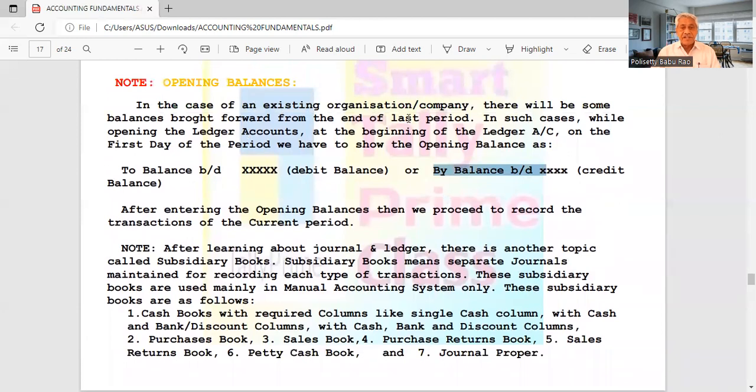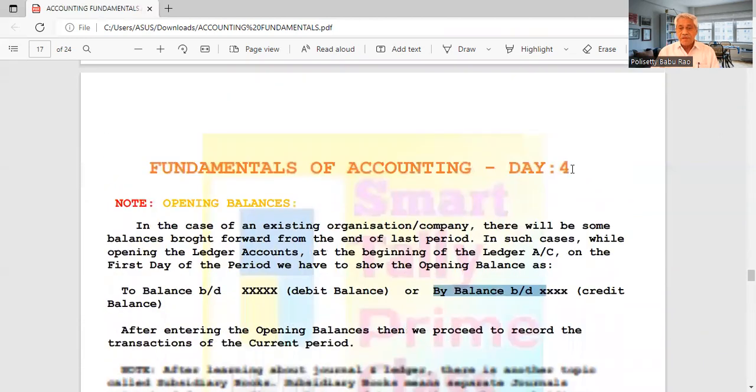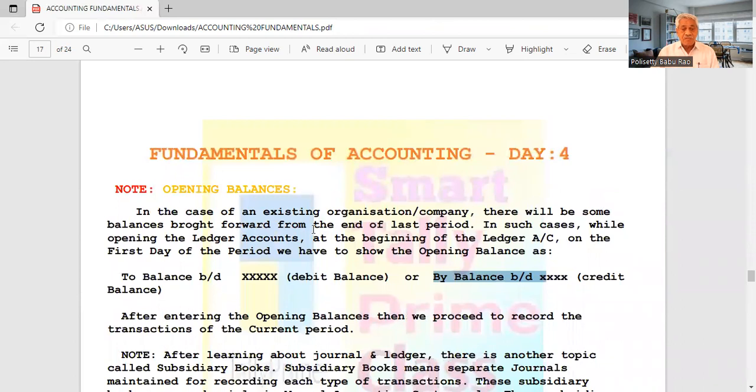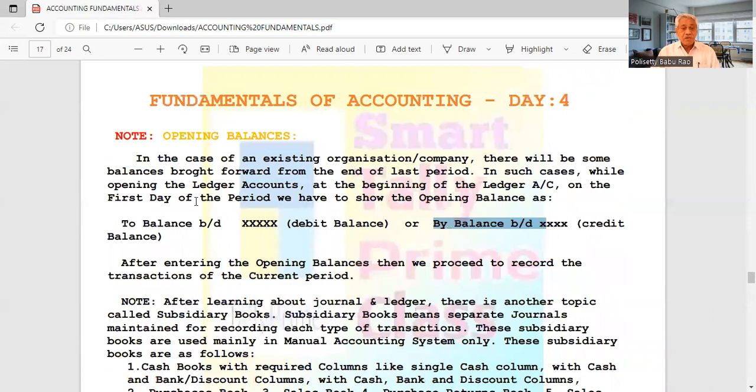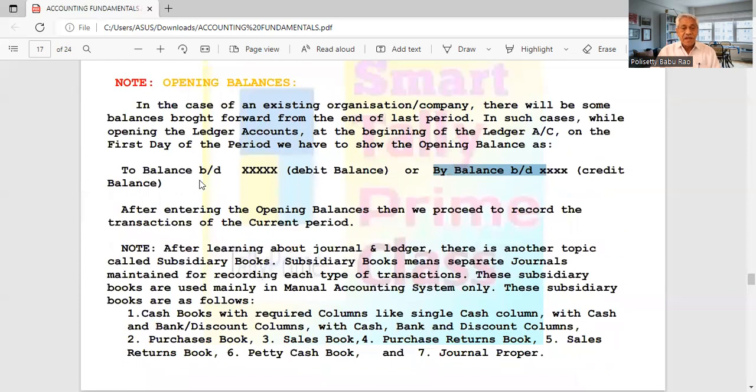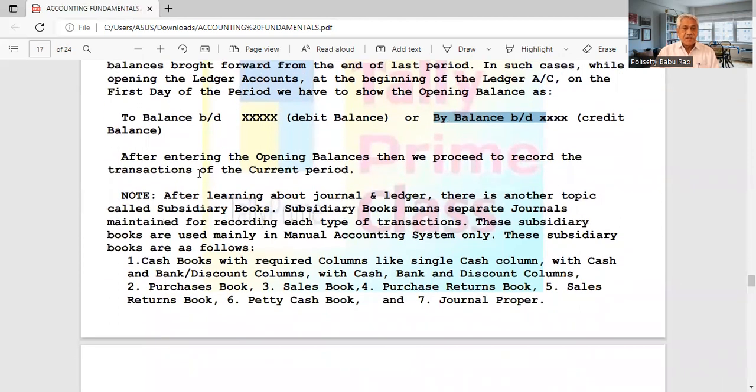In the case of an existing company or organization, there will be some balances brought forward from the end of the last period. In such cases, while opening the ledger accounts at the beginning of the current period, on the first day of the period, we have to show the opening balance as "To balance brought down" if it is a debit balance, or "By balance brought down" if it is a credit balance. After entering the opening balance only, we proceed to record the transactions of the current period.